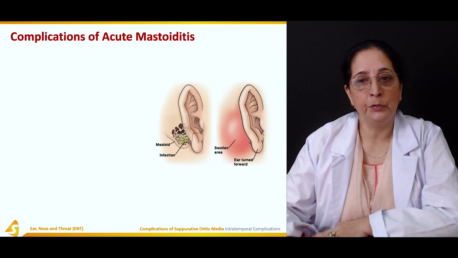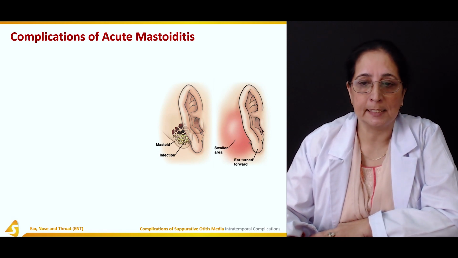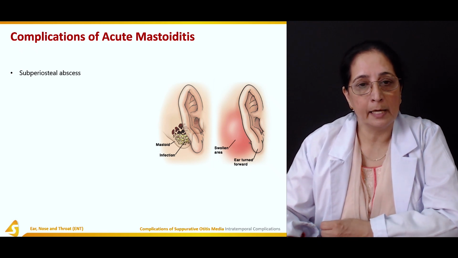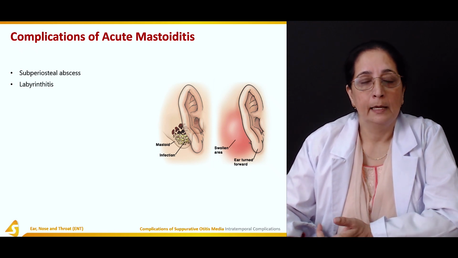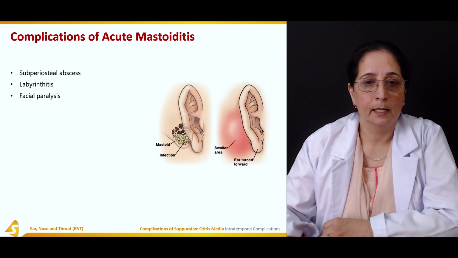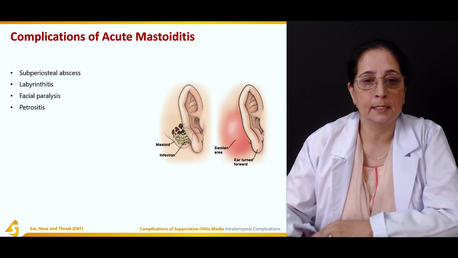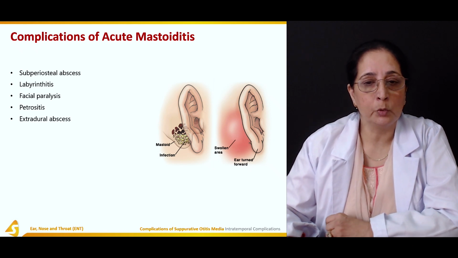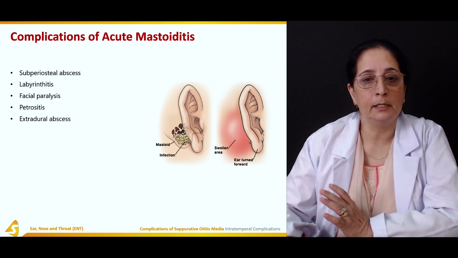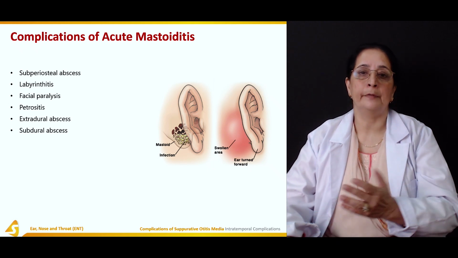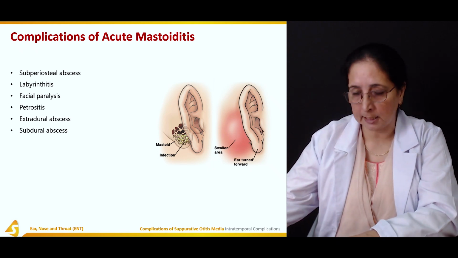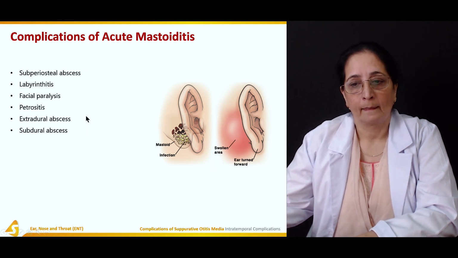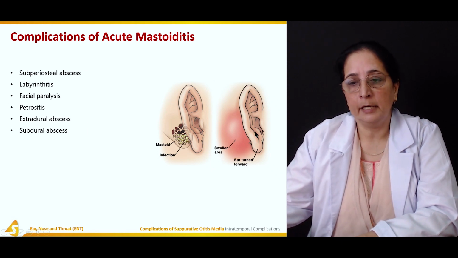Complications of acute mastoiditis are the subperiosteal abscess, labyrinthitis, facial paralysis, petrositis, extradural abscess. These are the complications of acute mastoiditis, and then subdural abscess. This is all the infection.